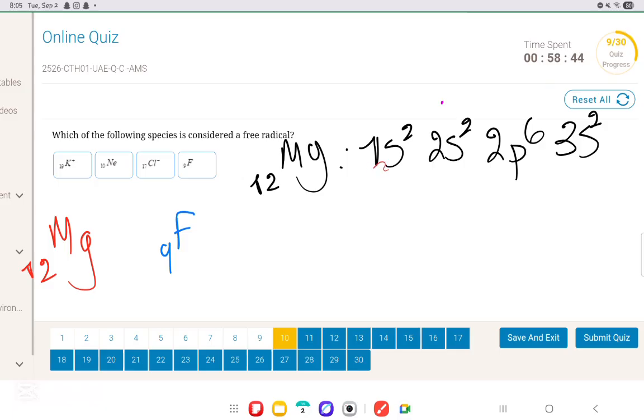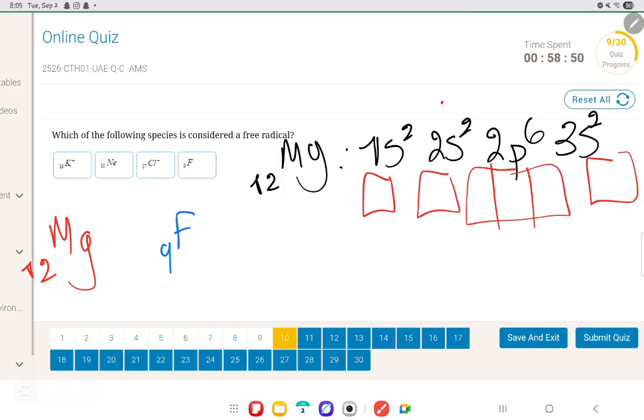If you draw the boxes, you have 1 box, 3 boxes, and 1 box. Here, how many electrons? 1 up, 1 down. No, sorry, you don't do it like this. This is wrong the way I was doing. For the 3 boxes, you do 1 up, 1 up, 1 up, 1 down, 1 down, 1 down, right? And then here you have 1 up, 1 down. As you can see, there's not a single unpaired electron. Because of this, it's not considered a free radical.